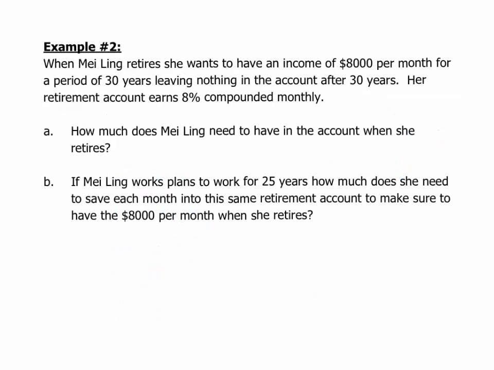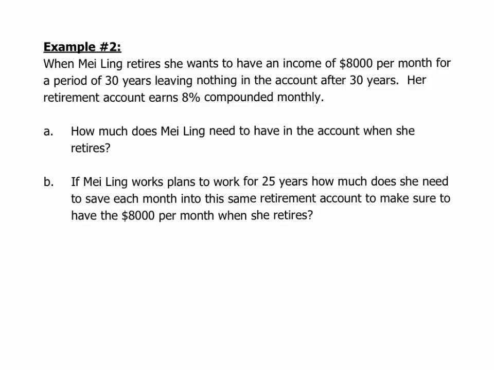Let's look at another scenario. When Mei Ling retires, she wants to have an income of $8,000 per month for a period of 30 years, leaving nothing in the account after the 30 years. Her retirement account earns 8% compounded monthly. How much does Mei Ling need to have in the account when she retires? And if Mei Ling plans to work for 25 years, how much does she need to save in the account in order to make sure to have that $8,000 per month when she retires?